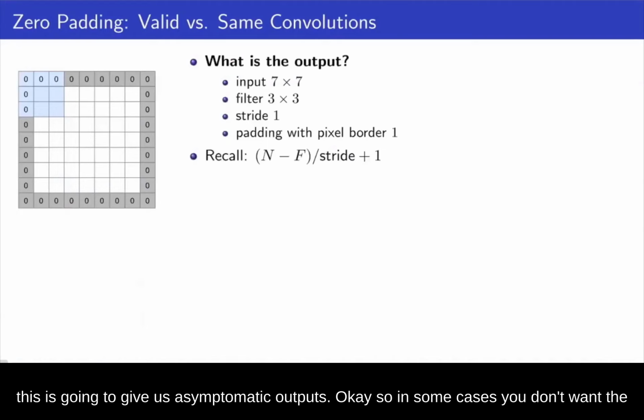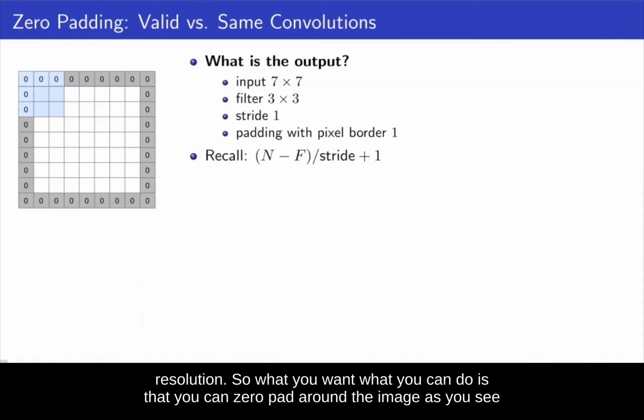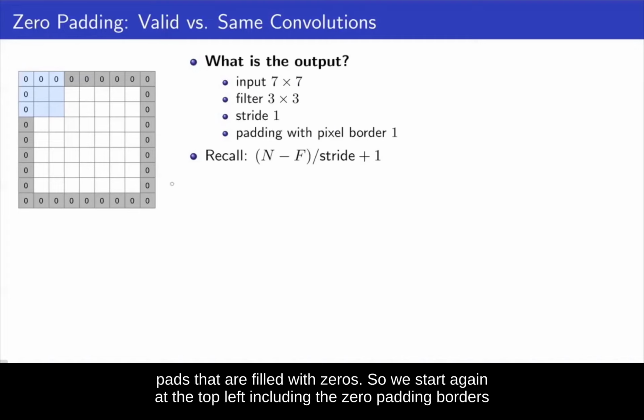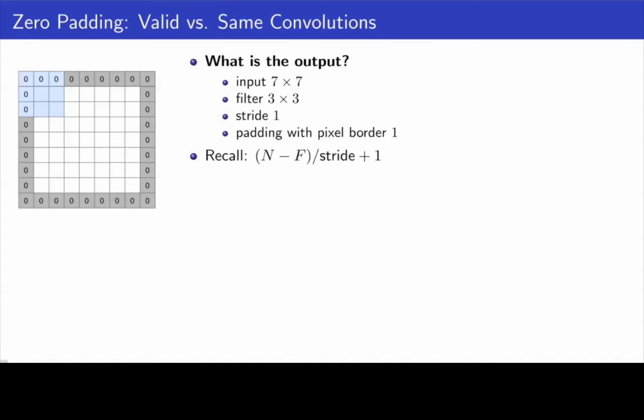We don't do convolutions like this because this is going to give us asymmetric outputs. In some cases, you don't want the dimensions to change between these convolutional operations, and you don't want to lose the resolution. So what you can do is zero pad around the image as you see here. The white parts are the original image and the gray parts are the zero pads that are filled with zeros. We start again at the top left, including the zero padding borders around the image, and if we do that, we get a 7 by 7 output.